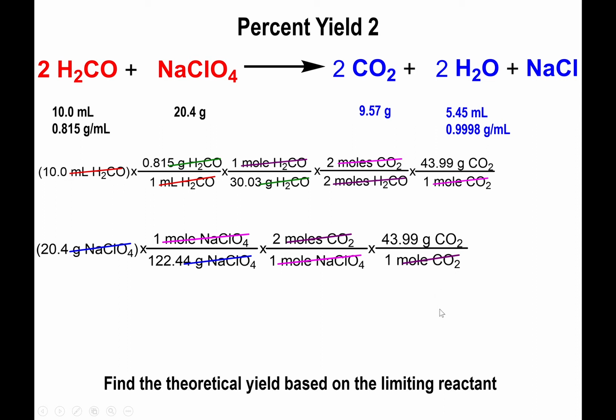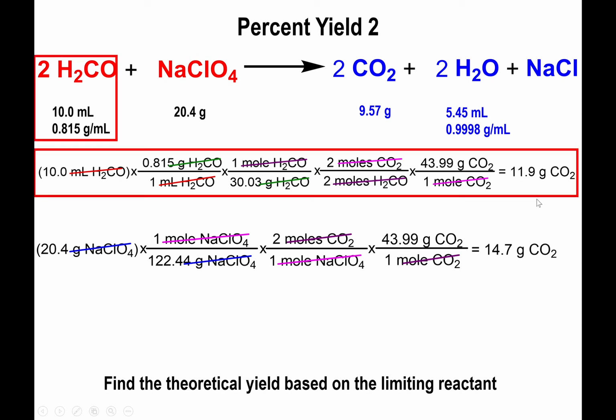Multiply by 43.99, press enter, and you should find the following answers for each of those calculations. Since we are comparing the same product in terms of the amounts, all we do is go with the number that is less in magnitude. In this case, that means the amount of 11.9 grams of CO2 is the upper limit of CO2 that we expect to get. We don't expect to get any more than this, and if we do, that means our CO2 is impure. But this is the upper limit.